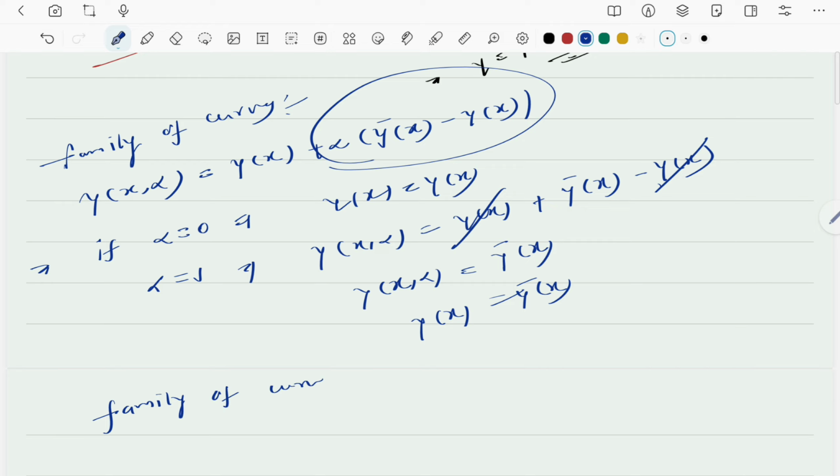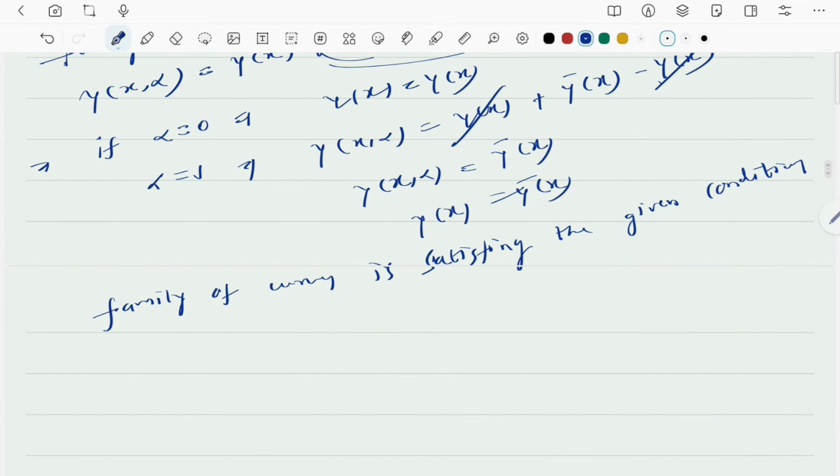Therefore here the family of the curves is satisfying the given condition. Therefore y of x comma alpha is a family of curves.